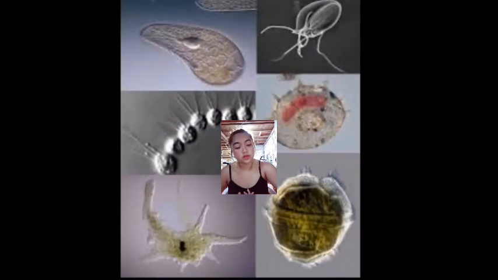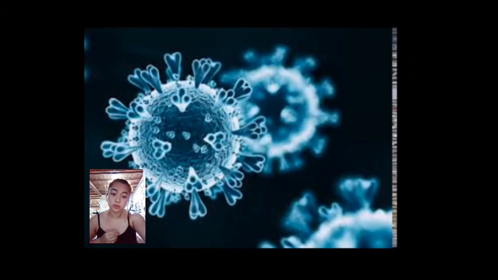Then you have different types of protozoans. Protozoans are single-celled eukaryotic cells that are either free living or parasitic. They feed on organic matter as well as on microorganisms, and there are a number of protozoan parasites which are pathogenic, parasitic to humans, and can cause diseases like malaria or amoebiasis and so on. And see, this is a virus.